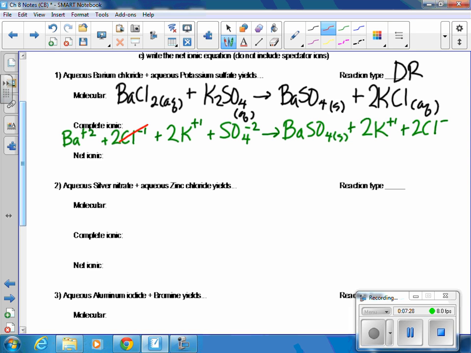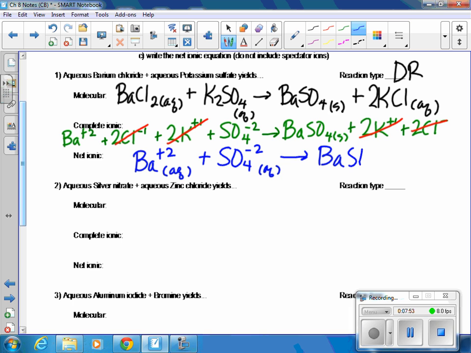So I have 2 chlorine on the left, 2 chlorine on the right, 2 potassium on the left, 2 potassium on the right. And you should see the result. The things that I have left are the items that made my solid precipitate. Keep in mind you need to write all charges and all phases in my final answer because the net ionic is my final result. Okay, so that's my whole equation.